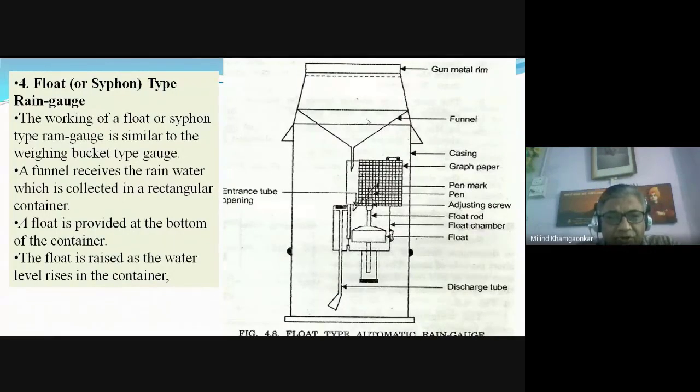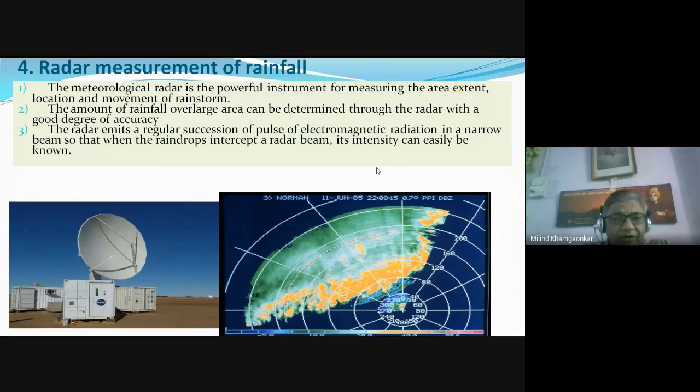The fundamental is that the water or the rainfall or the precipitation is being collected either into the weighing bucket or the tipping bucket or into this float type, in a certain container, and that contained water quantity is being calibrated with the help of certain graphs and pens continuously for 24 hours or maybe for days together, so that there will not be any interference of human or animal, and we will get automatically the quantity of the rainfall.